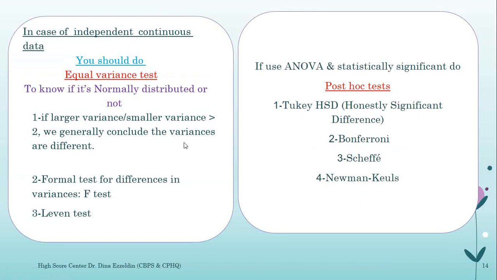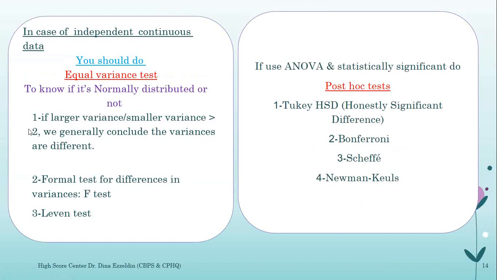For independent continuous data, as we said before, we need the data to be not only continuous but also normally distributed. If it's not normally distributed, we will consider it ordinal data. If we have two independent groups and there is a statistically significant difference between them, which we know from the t-test, we have to know whether the difference affected the data so that it is no longer normally distributed, or it's still normally distributed. We will make these tests to know.